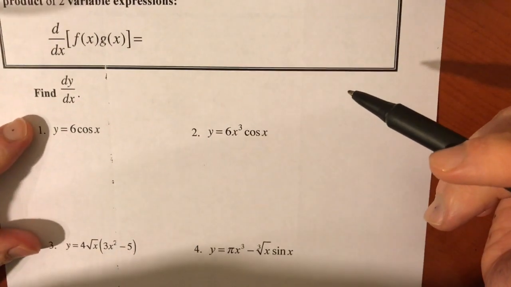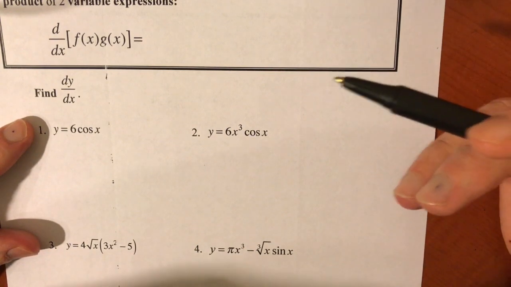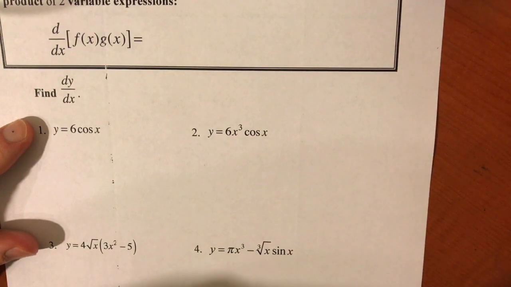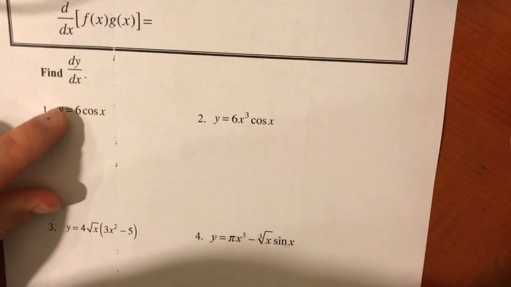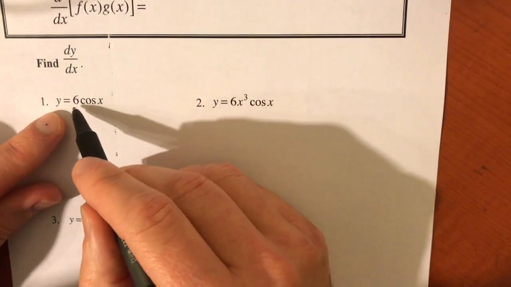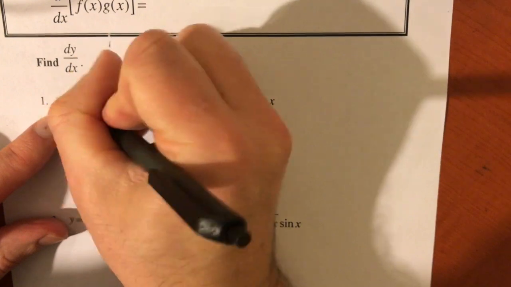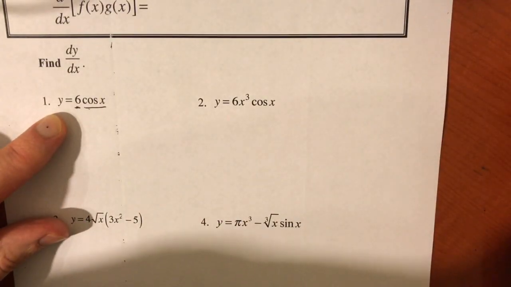Just to drive home this point that these product and quotient rules, if you can avoid using them, if you don't have to use them, then that's always preferable, you know? So don't make things harder than it has to be. So number one, for example, is y equals 6 times cosine of x. 6 times cosine of x. 6 is a constant, not a variable.